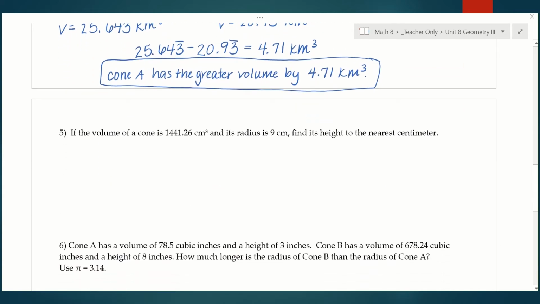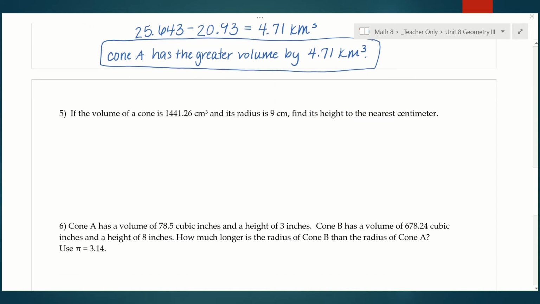If the volume of a cone is 1,441.26 centimeters cubed and its radius is 9 centimeters, find its height to the nearest centimeter. All right, so this is definitely something that's new to us, where we're not being asked to find the volume anymore. Now we're being asked to find one of the dimensions. Okay, so we did do this, I believe, with rectangular prisms where we had to work backwards. So let's do the same thing here.